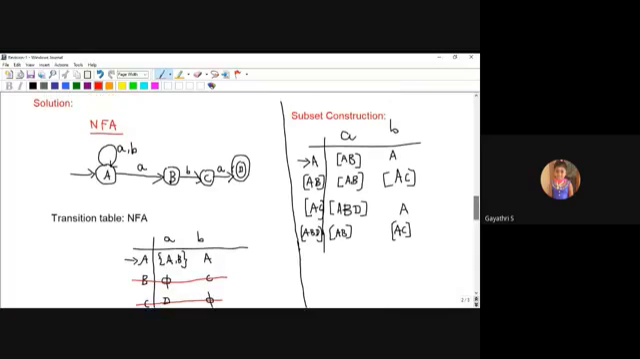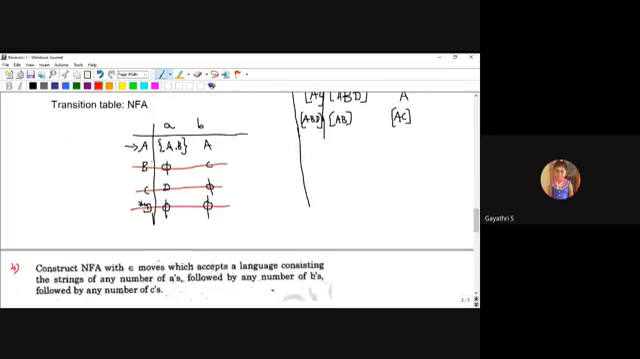So in the subset construction of the DFA table, okay, this is the table for DFA, right? In the subset construction of the DFA table, we don't add B, C, D. This is the unnecessary steps.